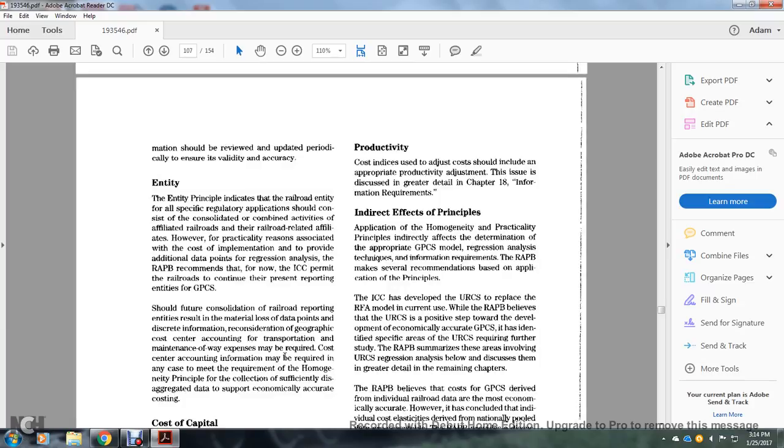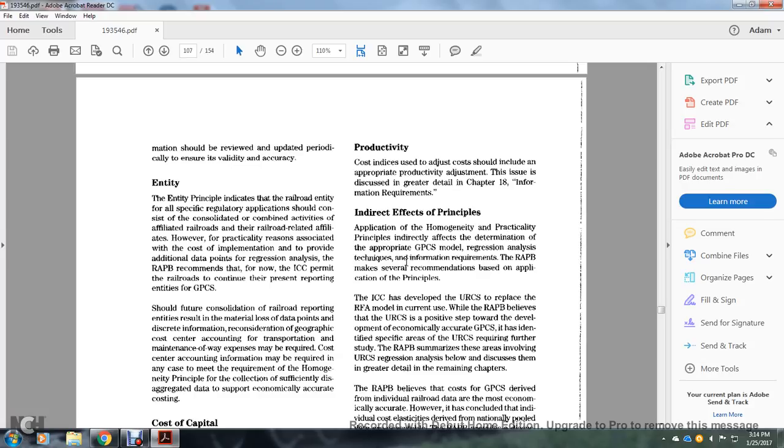Productivity cost is used to adjust the cost, and the cost should include the appropriate productivity adjustment. This issue is discussed in greater detail in Chapter 18, Information Requirements. Indirect effects principle: the application of the homogeneity practical principle indirectly affects the determination of the appropriate general purpose costing system, algebra, regression analysis techniques, information requirements.